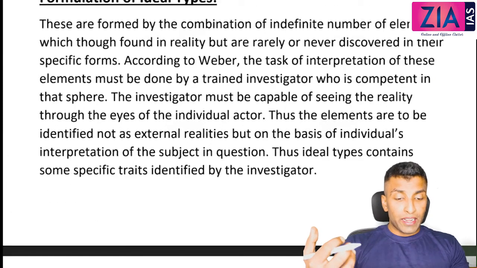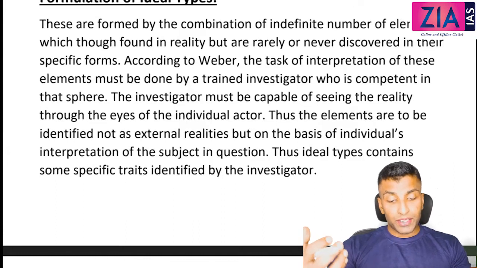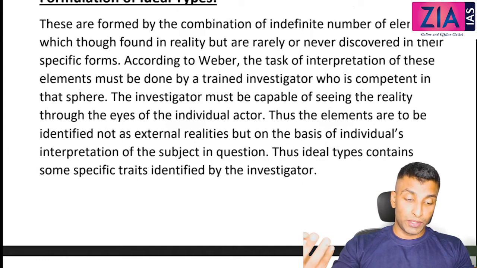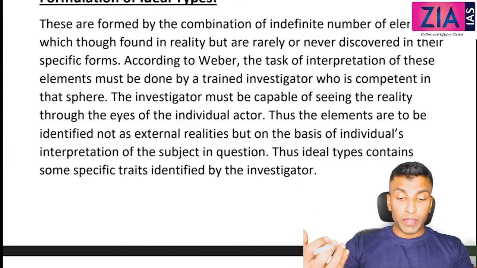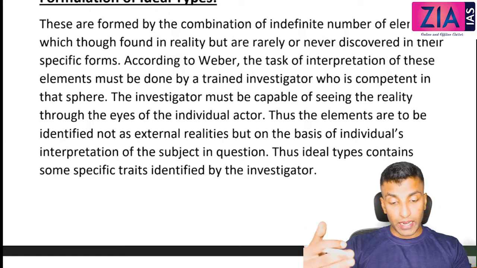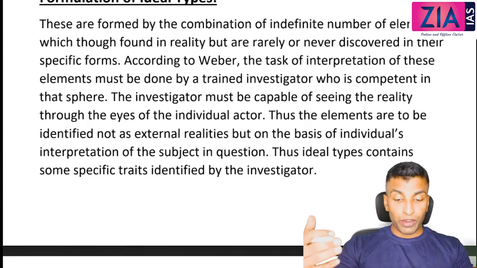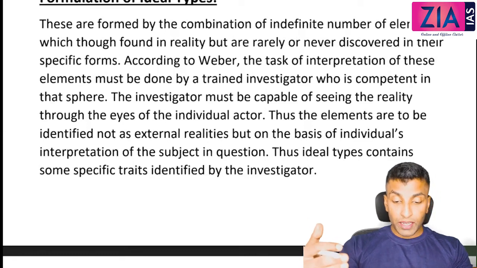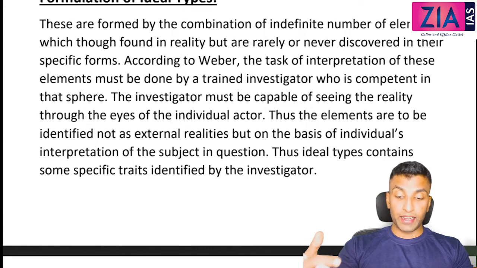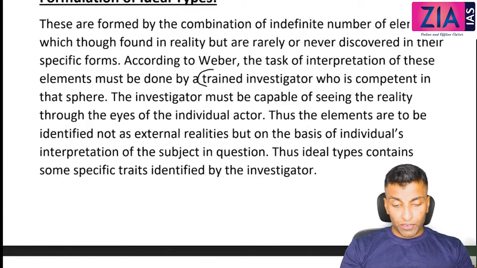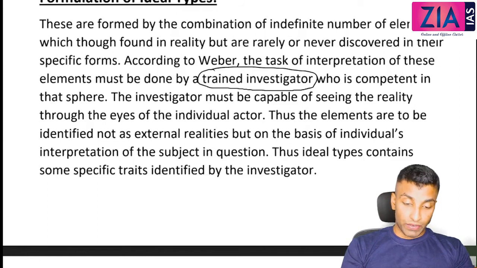The formulation of ideal types, as I've told you, has to be by a trained investigator. Why? Because different people may come up with different ideal types. So these are formed by the combination of an indefinite number of elements, which though found in reality, are rarely or never discovered in their specific forms. According to Weber, the task of interpretation of these elements must be done by a trained investigator who is competent in that sphere. So you can see Weber always talks about a trained investigator.